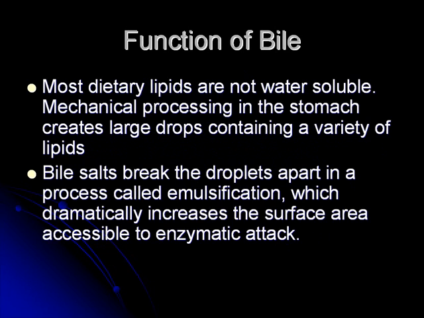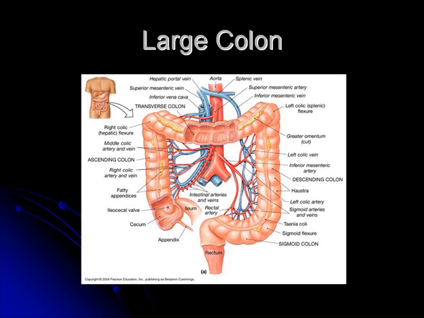Now, the bile is produced in the liver, and some of the functions of bile are important to know. Most dietary lipids are not water soluble. Mechanical processing in the stomach creates large droplets containing a variety of lipids. Bile salts break the droplets apart in a process known as emulsification, which dramatically increases the surface area of the fat, which makes it accessible to enzymatic attack.